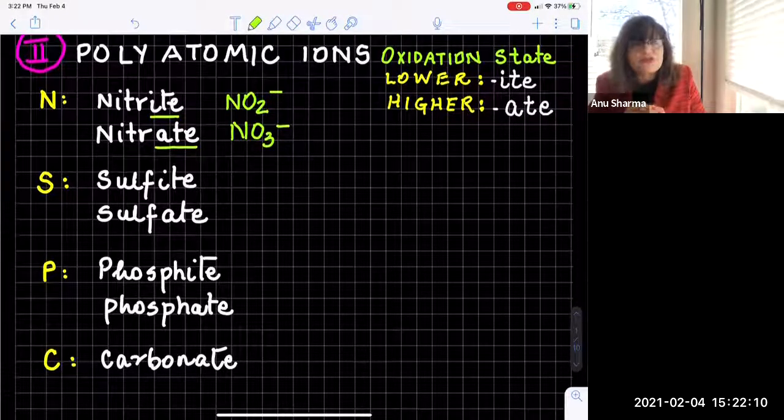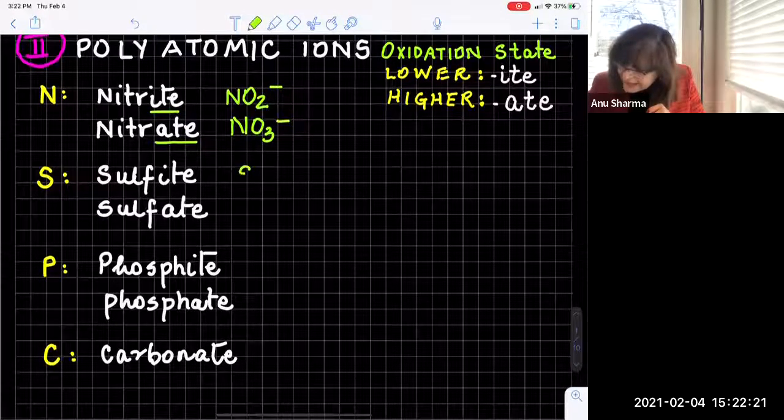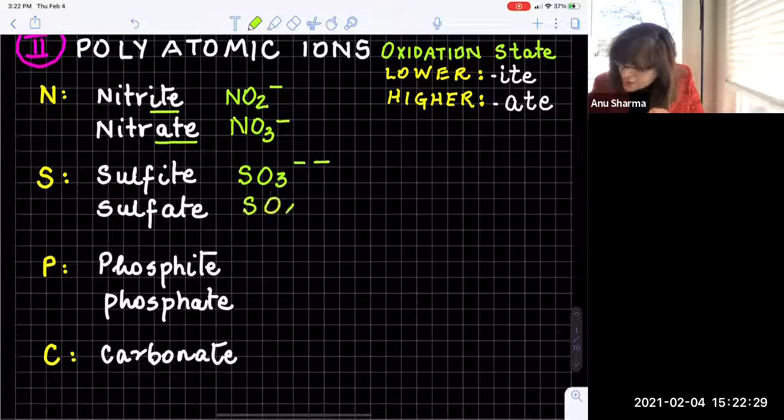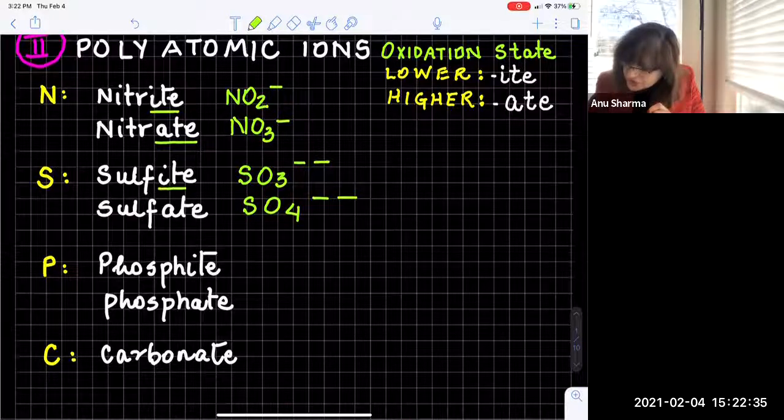Now sulfur also has the capability to bond with oxygen atoms, and with a different number of oxygen atoms. So sulfite and sulfate. Sulfite is SO3 with 2 negative charges, and sulfate is SO4 with 2 negative charges. So it's not about the charges. Ite relates to a lower oxidation state and ate relates to a higher oxidation state with respect to that particular element. So sulfur, higher oxidation state, sulfate. Sulfite, lower oxidation state, is SO3.